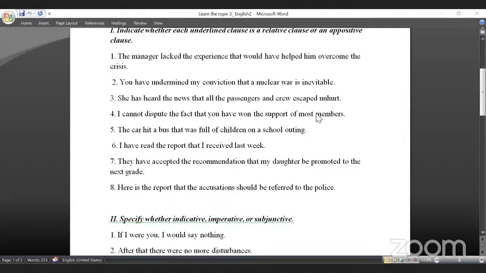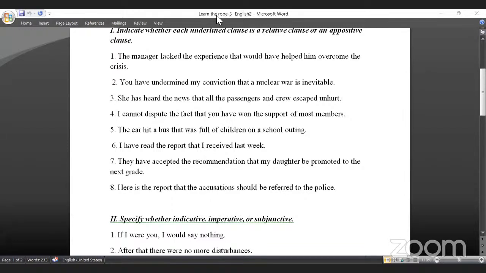You're giving me two parts of the sentence. Yes, ma'am. Okay, so the first part is: the car hit a bus. And what is the other part? And it was full of children on a school outing. Okay, where is it in that sentence? Oh, okay. Then it will be: and was full of children on a school outing.